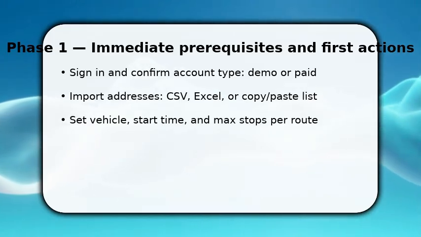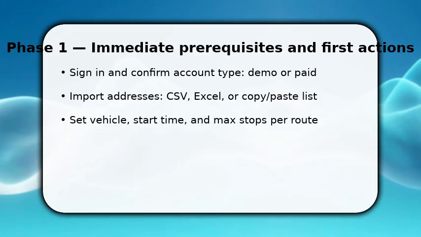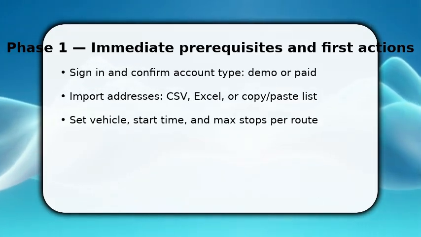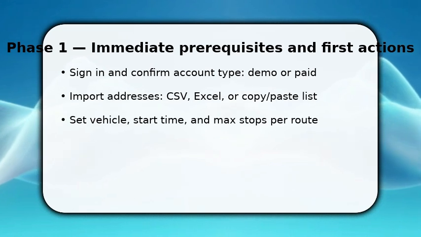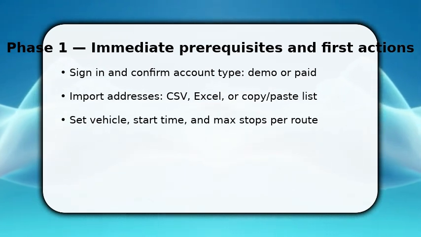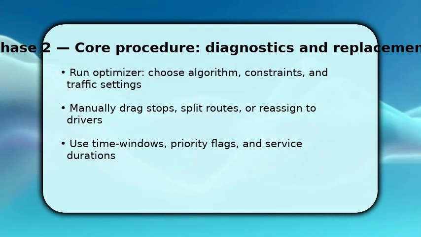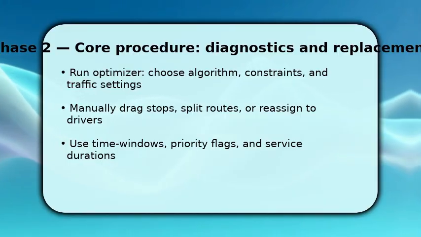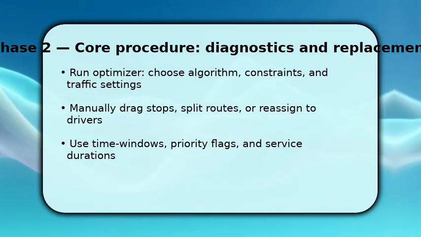This influences optimization priorities. By starting with accurate inputs, you force the algorithm to produce realistic routes, so you reduce rework later and save driving time. Once the data is loaded, run the optimizer and choose the algorithm that matches your workflow. Make sure to set constraints like capacity, time windows, and live traffic for realistic results.